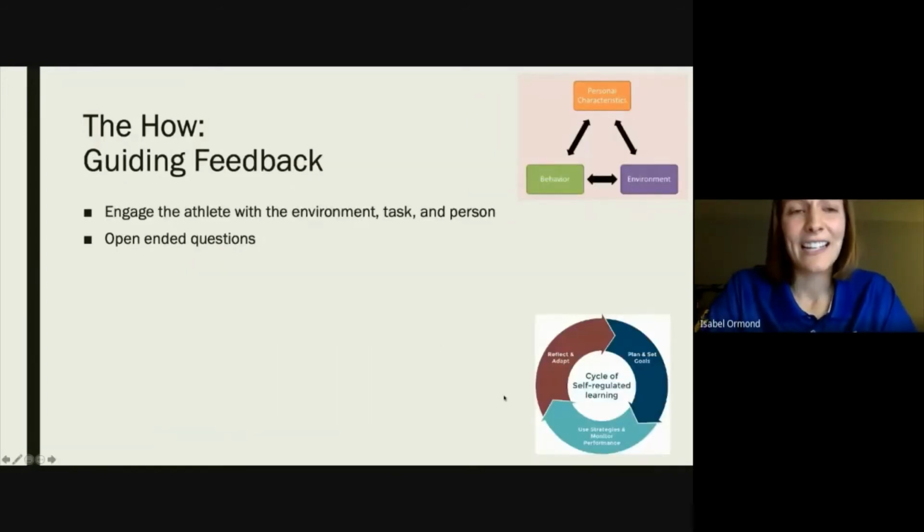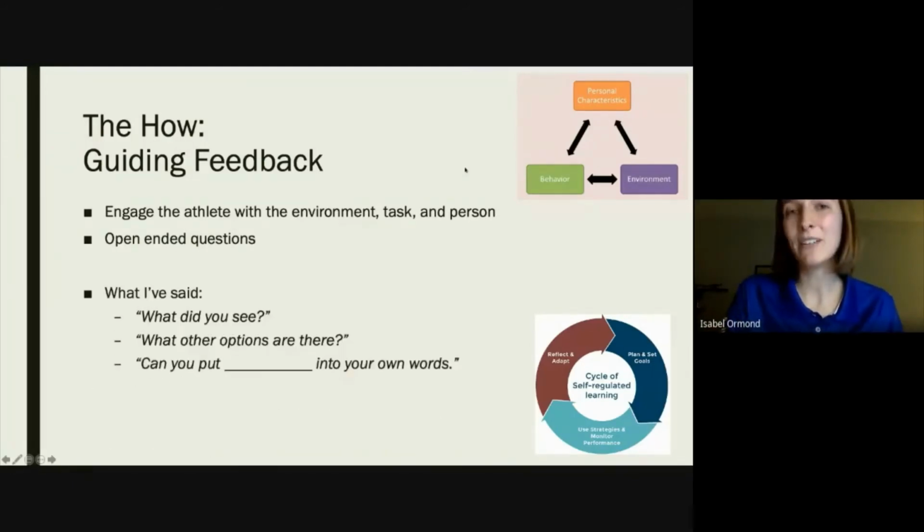Next is guiding feedback. So I had trouble, I didn't know what to call this, but feedback is a huge part of a coach's role. So really trying to engage the athlete with questions in terms of their environment, their task or behavior, and the people involved. Okay, so I do this with open-ended questions that allow me to understand how the athlete is processing or perceiving information. Okay, so I'm not trying to fix what happened. I'm trying to understand from their perspective.